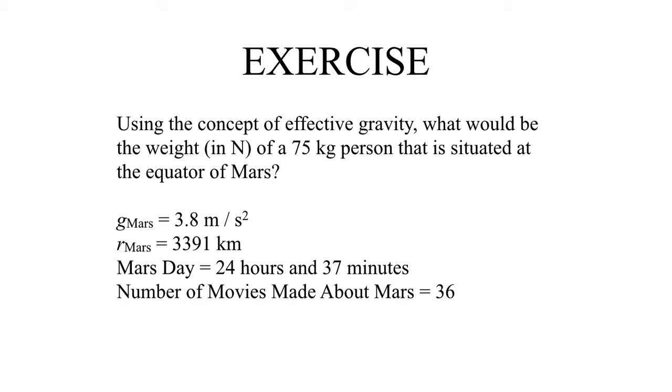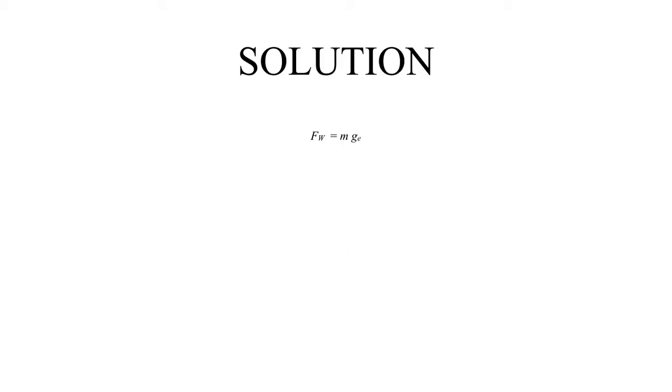If we take a look at the solution, our end goal here is to find the force of weight that a person will experience on Mars's equator. That makes use of an equation from physics where the force of weight is equal to the mass of the person times the acceleration due to gravity. But if we're looking at the effects of effective gravity, then we have to use g sub e, effective gravity, in place of the regular acceleration due to gravity.